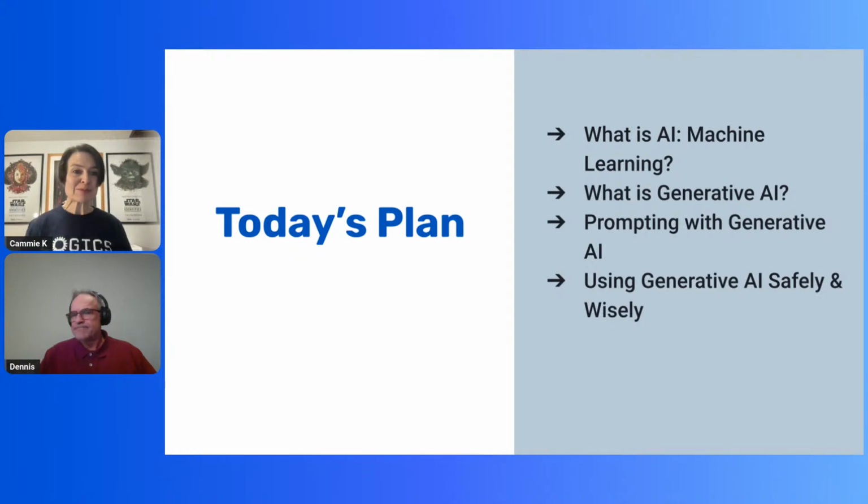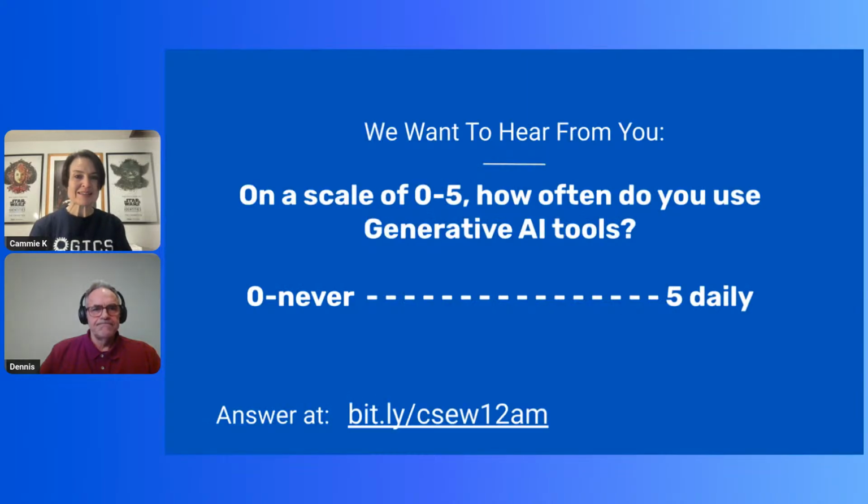Awesome. Okay, so today's plan: we are going to look at the foundations of AI. So what are some of the most basic things that we need to know about AI, students and teachers? We're going to talk about general AI as machine learning. We're going to talk about the shift to generative AI. We're going to look at prompting and how to do some very basic prompting, and then some thoughts about using generative AI safely and wisely. And so we'll take a look at what that looks like.